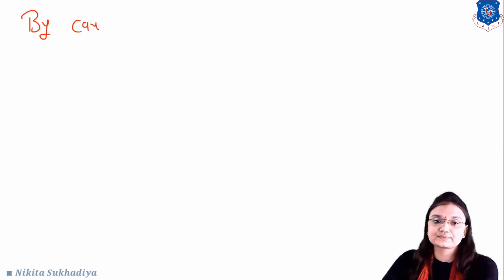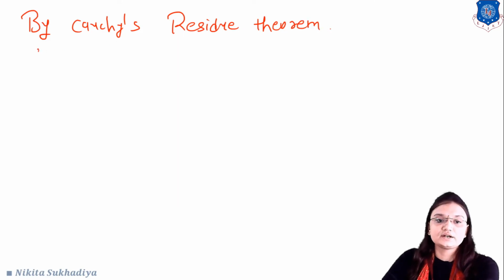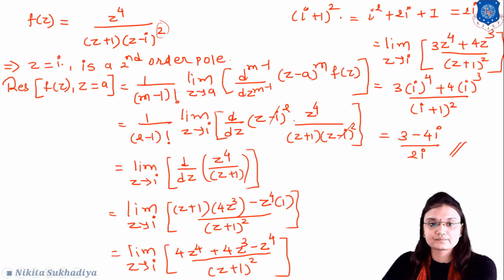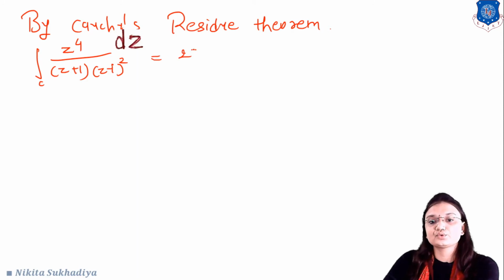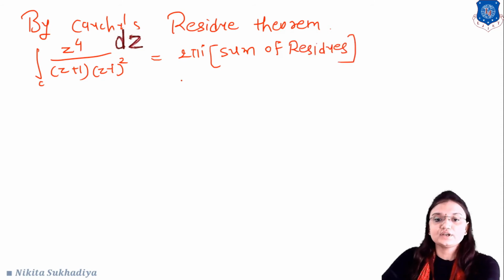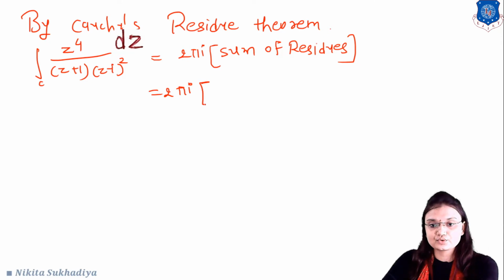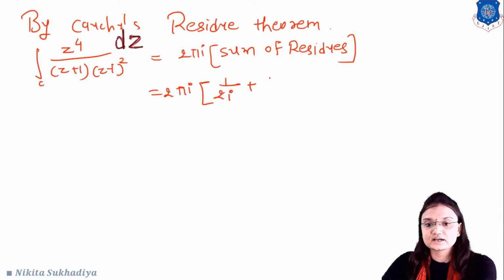Okay, now we have the final integration answer. So by Cauchy's residue theorem, the integration over C of z raised to 4 upon (z plus 1)(z minus i) raised to square is equal to 2 pi i into the sum of residues. So here we have the sum of residues. The first answer is 1 upon 2i, the second answer is (3 minus 4i) upon 2i.